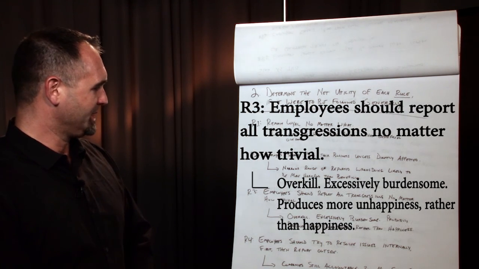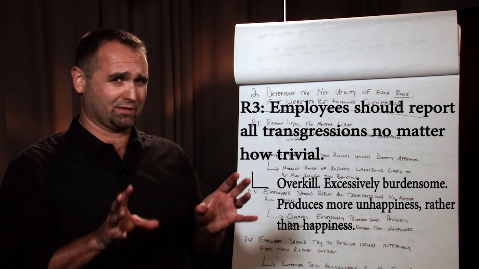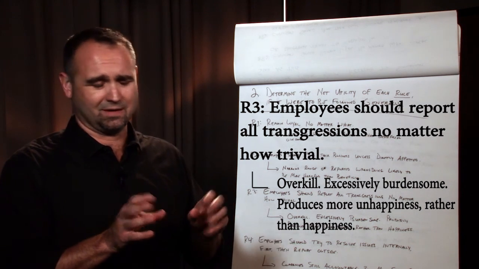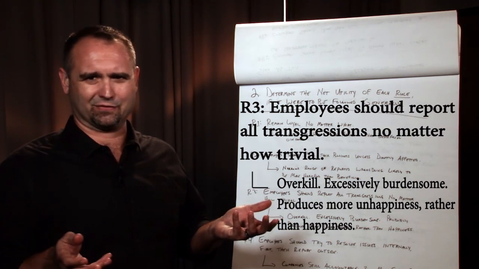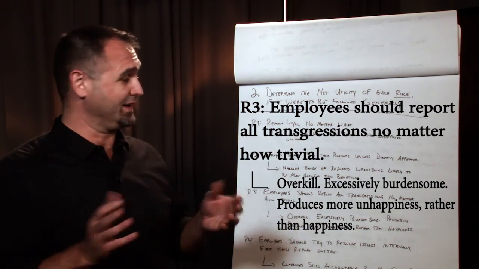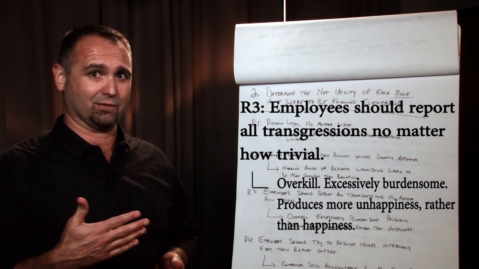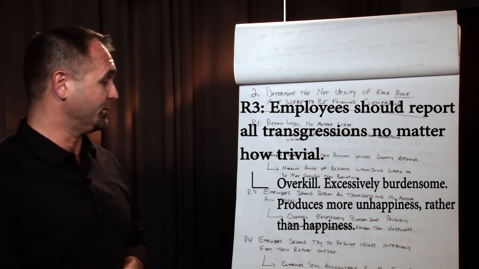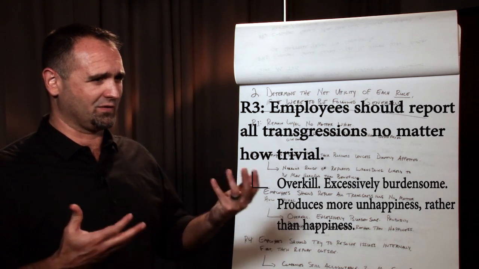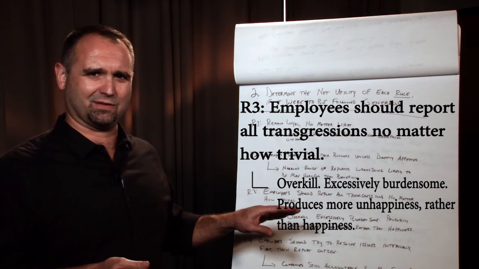Rule number 3: employees should report all transgressions no matter how trivial. So no matter what's going on in the company, whether it's a minor thing like stealing staplers or accepting gifts from a purveyor, or whether it's chemical dumping like in Karina's case, no matter the magnitude, this rule would say that employees should report everything to outside agencies, no matter how trivial or small. If we think about the likely ramifications of this rule in terms of happiness and unhappiness, this seems a little bit like overkill. It's a rule that becomes excessively burdensome.